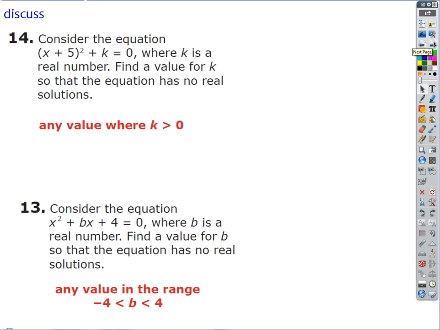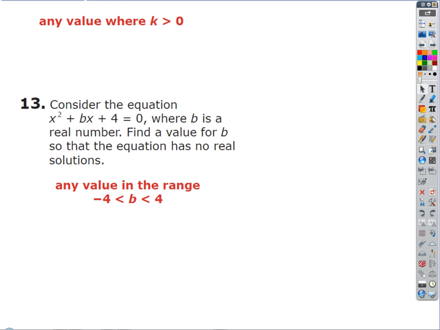Okay, here's another one. Let's talk about these two. So you can be real logical about this. Now, if we've got an equation like this, where k is a real number, find a value. I just want you to pick a value of k so that it has no real solutions. Just make k negative. So k would start positive, right? If k is a positive number, then I'd get something squared equals a negative, which would cause me to have i's when I square root it, right? Good thinking.